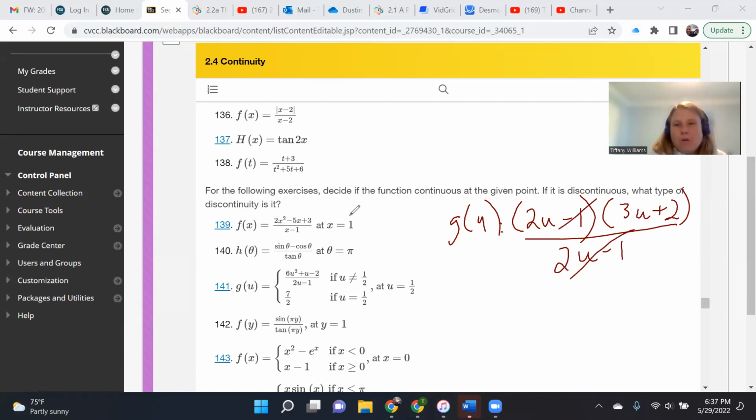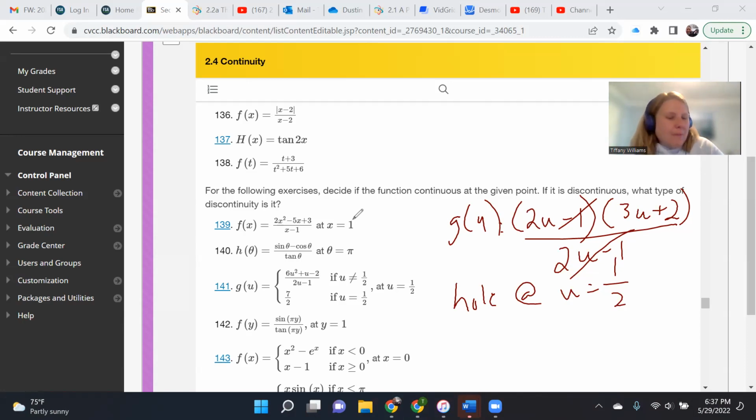So that hole is whatever 2u minus 1 equals 0, whatever u equals in that particular statement. So in that case, if I was to set 2u minus 1 equal to 0, add 1, divided by 2, we do end up with a hole at u equals 1/2, which is probably why they said we're not going to be the top function if u is equal to 1/2.